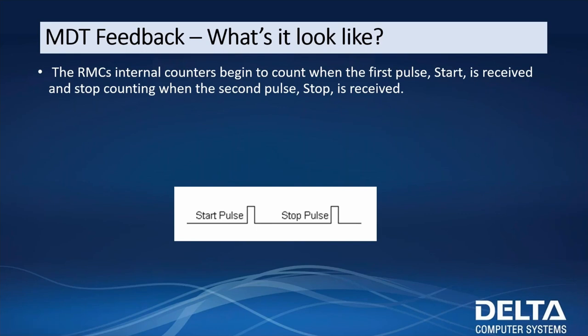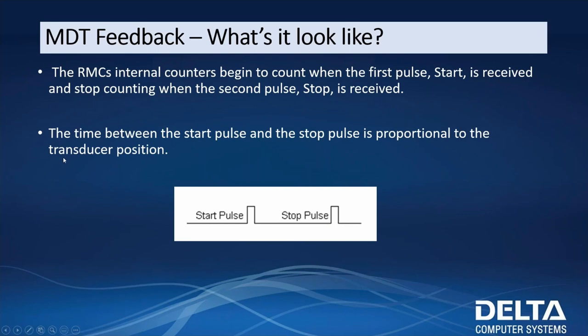You basically get two pulses, and if you were to hook up an oscilloscope, this is what you'd see. You'd see a pulse here and a pulse here. The time between the start pulse and the stop pulse is proportional to the transducer position, right? So if you have a position that's very small, your start pulse and your stop pulse are going to be very close together. And as that position widens out, the start and the stop pulse are going to start to widen out as well.